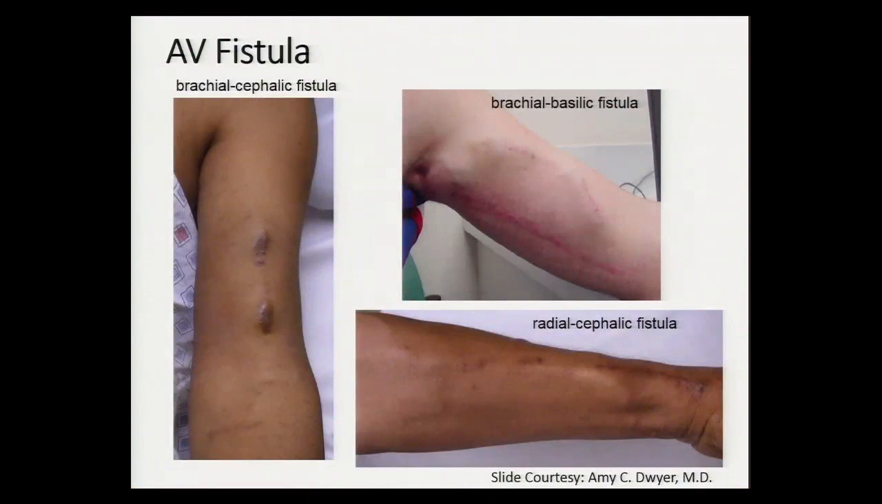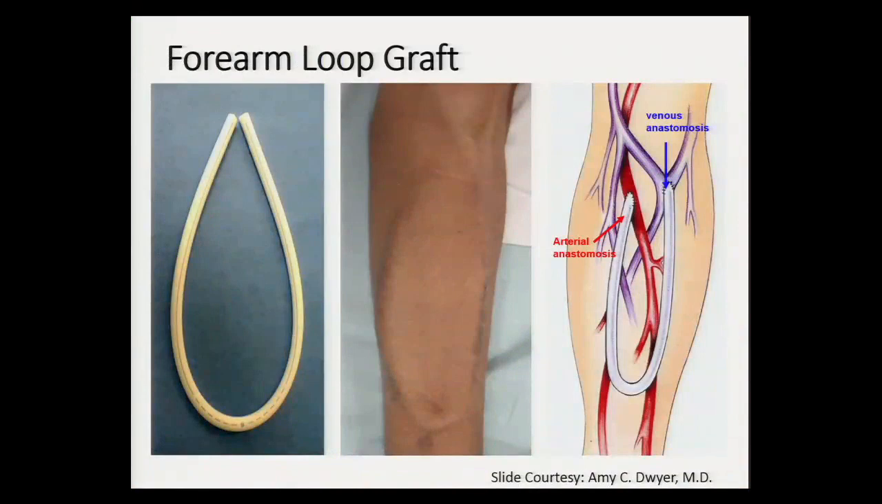So some examples: AV fistula, brachial cephalic fistula on the outside of the arm, brachial to basilic fistula. It makes a loop, it goes in the armpit, and there's a long scar. And radial cephalic fistula in the forearm. Okay, a graft can be straight or looped. It's an expanded PTFE or Gore-Tex material.